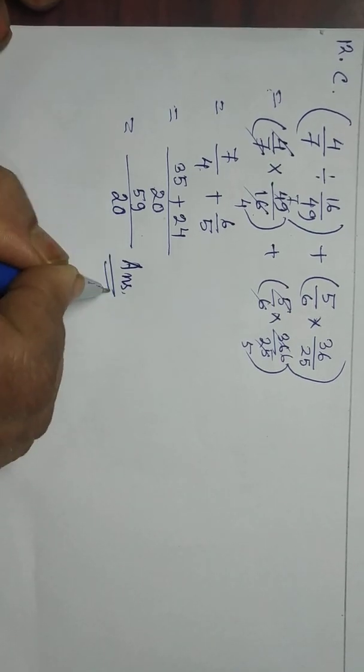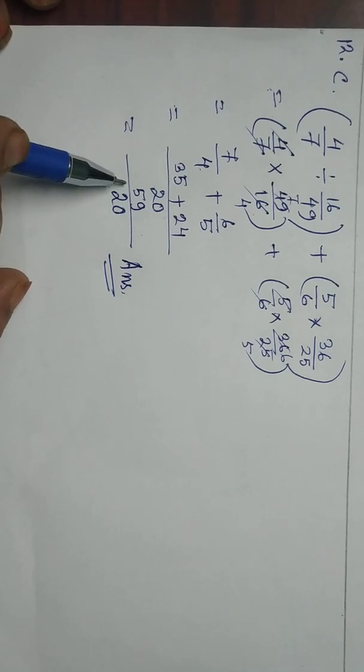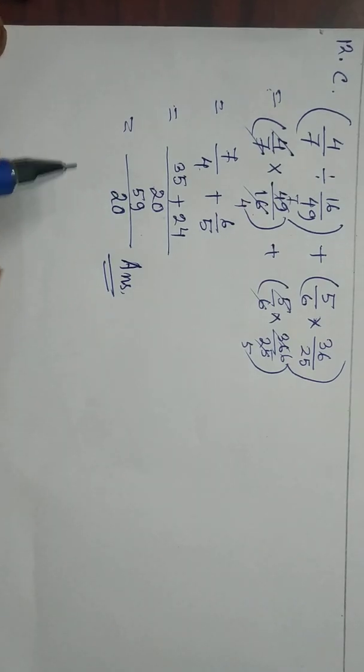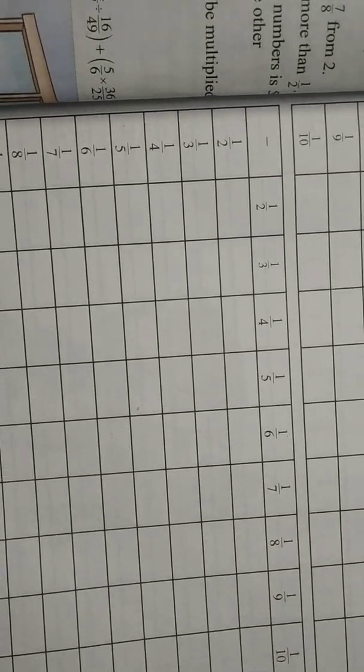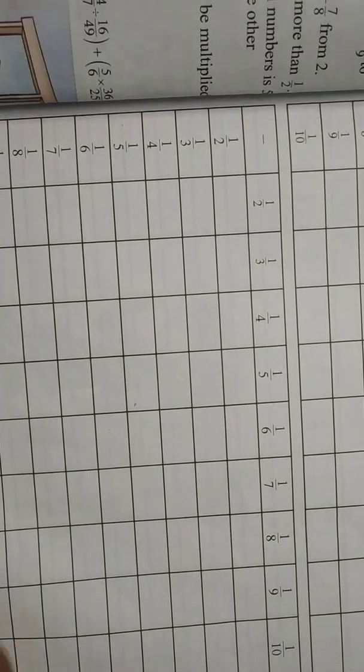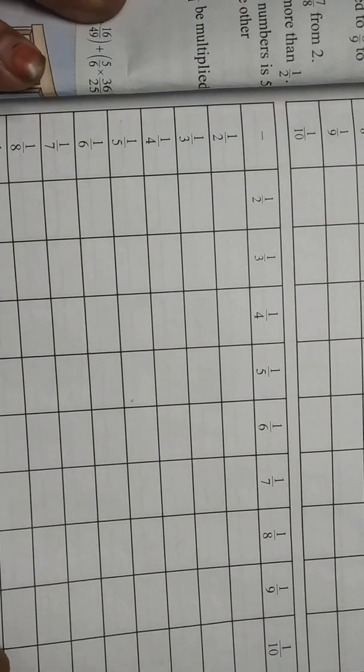When we solve this sum, after simplification we will get 59 by 20. That means our exercise 3.2 is finished. Exercise 3.2 finishing means our rational number portion is also finished. Now you have to do one homework.